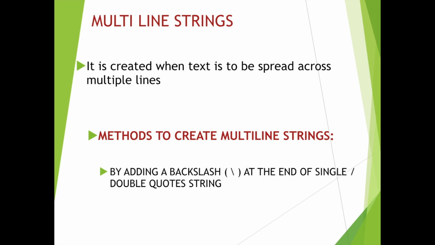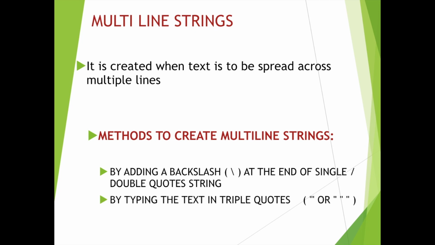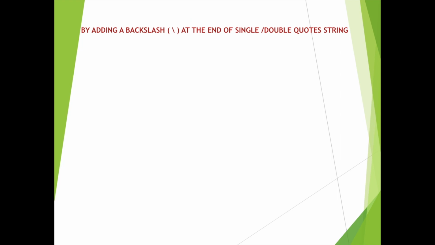The first way is by adding a backslash at the end of a single or double quote string, and the second is by typing the text in triple quotes. So, we can create multi-line strings by either of the two methods. Let us see the first one, adding a backslash at the end of a single or double quotes string. This method is used when output is required in the same line. If you require the output in the same line, but you want to make it a multi-line string, then you will use this method, that means adding a backslash.